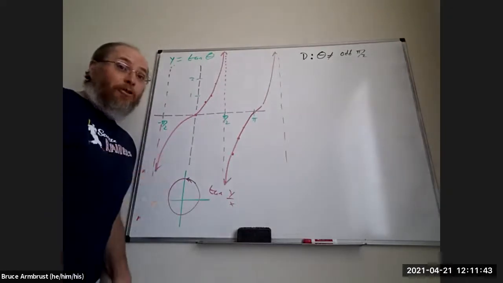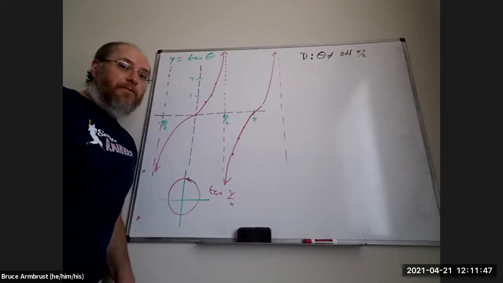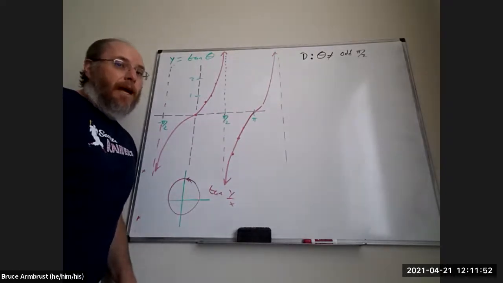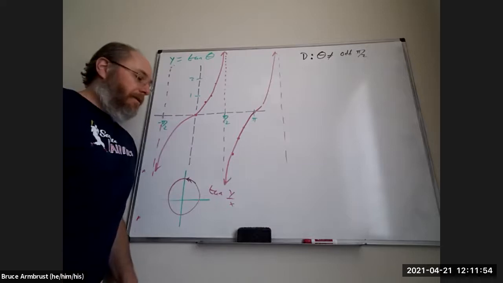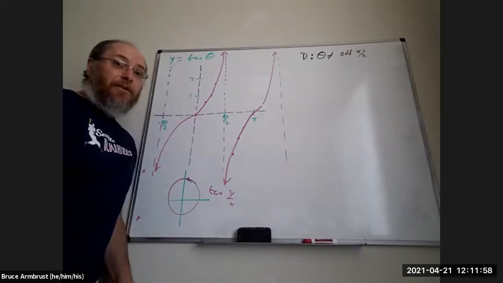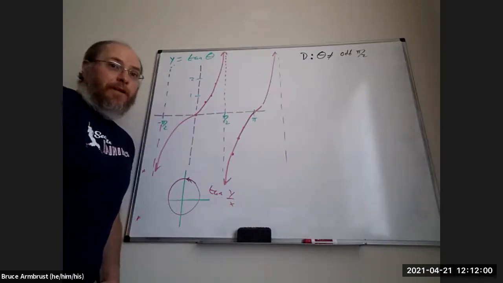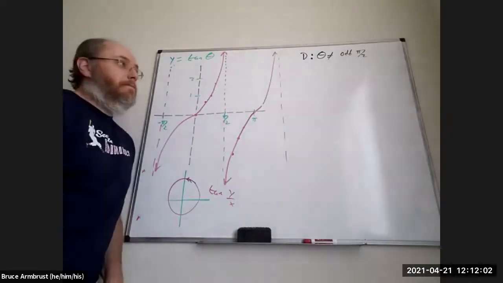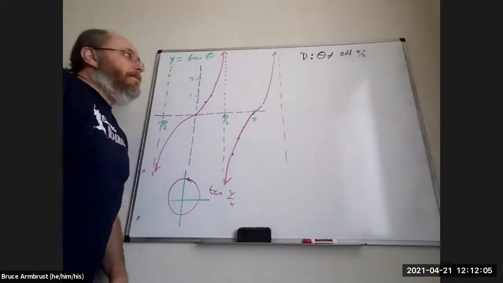Now, if you go back and you look at sine and cosine, those were the places where cosine was zero. And that's not coincidence, because remember, tangent, we're dividing by x, and x is the cosine value. And so if we divide by zero, all right, so that's its domain.